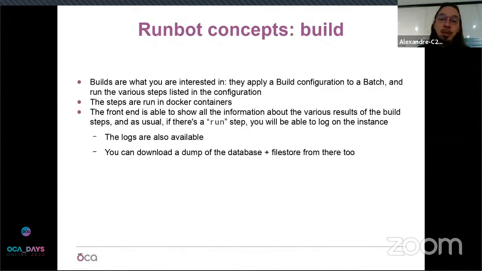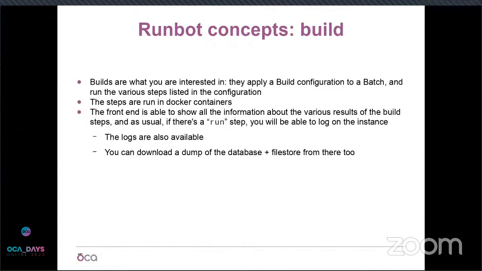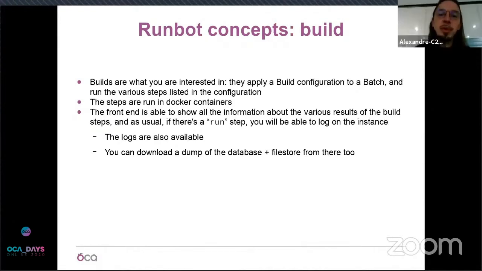So a build applies the build configuration from the trigger to a batch, and runs the various steps listed in the build configuration on the commits of the batch. And these steps are run in Docker containers. And the front end has a rich view allowing you to see what is happening on a build. And if there's a run step, you are also able to log on the instance. You can see the logs from the front end, and you can download a dump of the database after a step has ended.